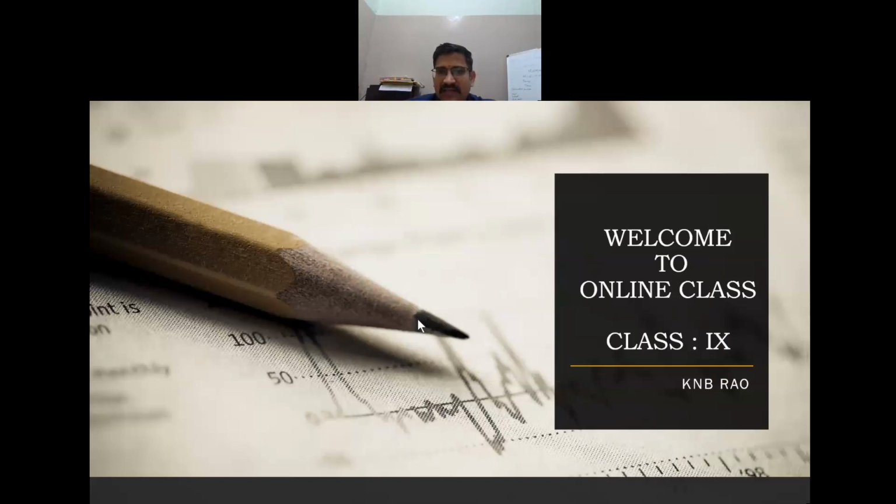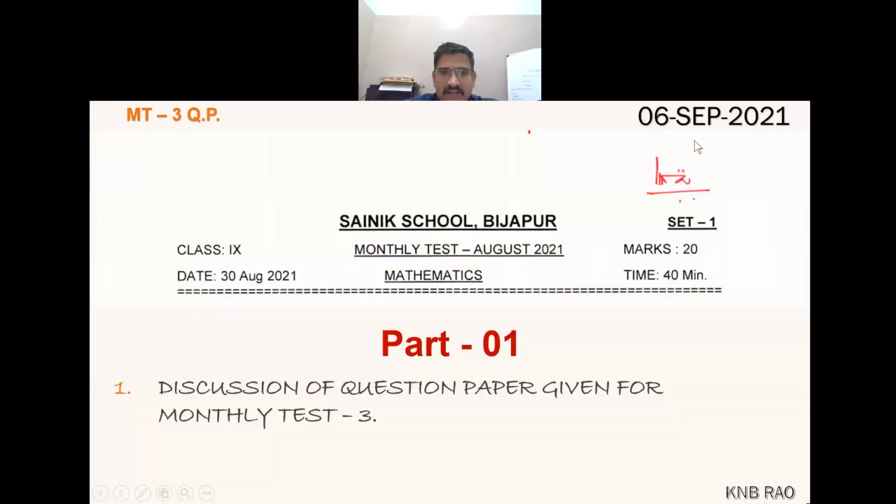So, today's class is dedicated to discussing questions given on 30th August for the sake of monthly test. This monthly test contains two chapters. One, linear equations in two variables, and another, coordinate geometry.